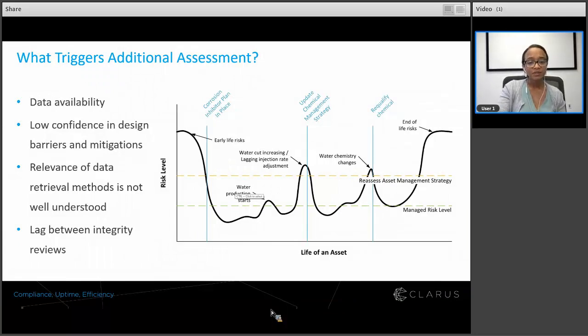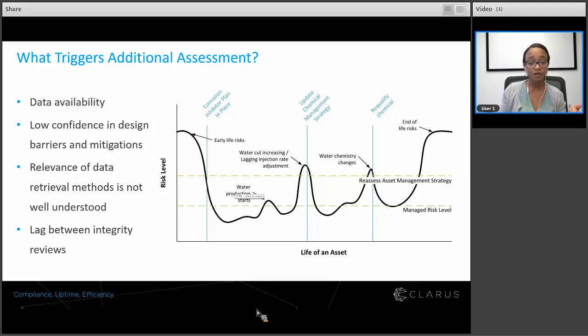What triggers additional assessment? This is the key question as we are looking throughout the life of the asset: the risk level, how does that change, and when to reassess our management strategy. Typically, at the beginning of life, the risk is higher because we need to confirm that our mitigations are in place. We need to confirm fabrication records and that our allowances were implemented with good quality, that we can deliver the corrosion inhibitor rate and meet our targets. Once those barriers and mitigations are confirmed, the risk becomes acceptable.